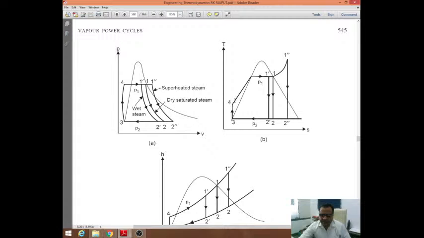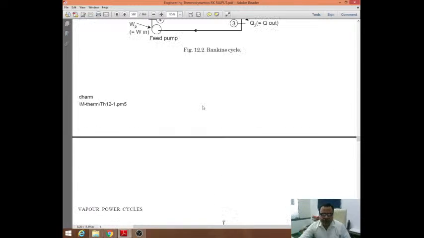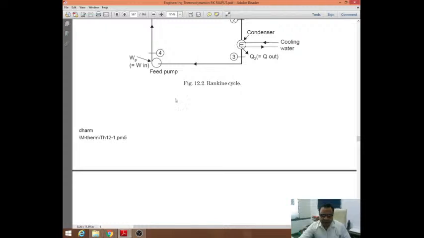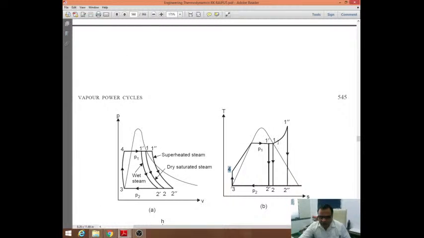So this is the process 4 to 1 double dash, that is the process of heat addition. Now this 4 is the point at which the water is being fed into the boiler, and at 1 dash, 1 or 1 double dash, the steam may come out. Means at 1 dash it is a wet steam, at 1 it is dry and saturated steam, and at 1 double dash it is superheated steam. So the process of expansion will begin from point 1 dash, 1 or 1 double dash. Preferably it should be 1 double dash.